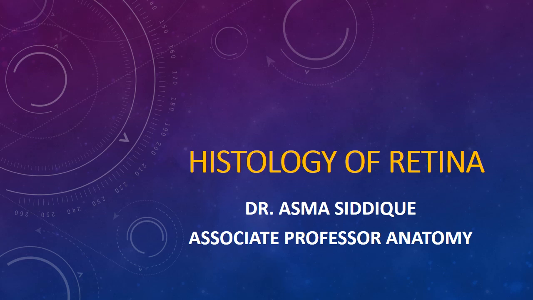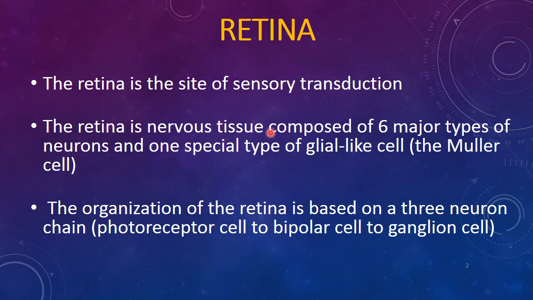Today I'm going to discuss with you a very important topic in histology of the eye, that is the retina. And this is the last topic in the histology of the eyeball. So what is the retina? I hope you understand it very well, that this is the innermost layer of the eyeball, that is the neural layer. It transduces the sensory stimulus of light into nerve impulses, resulting in the sensation of vision.